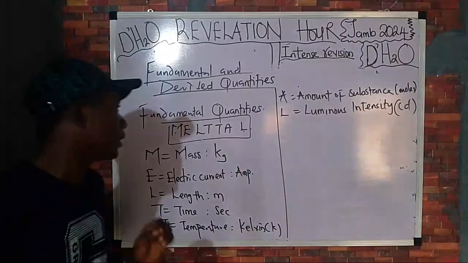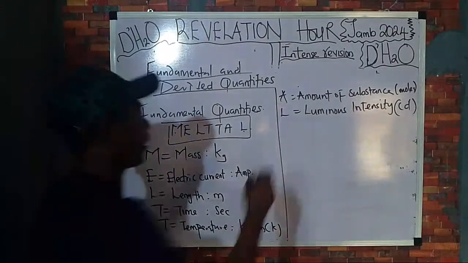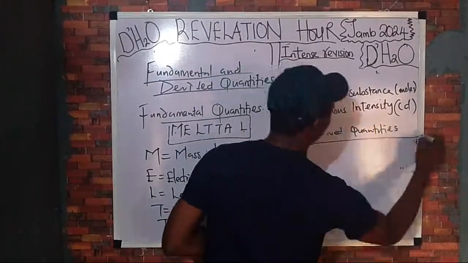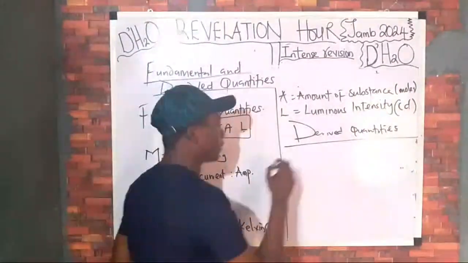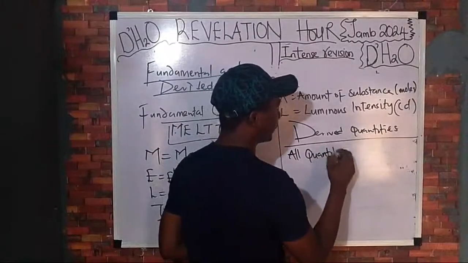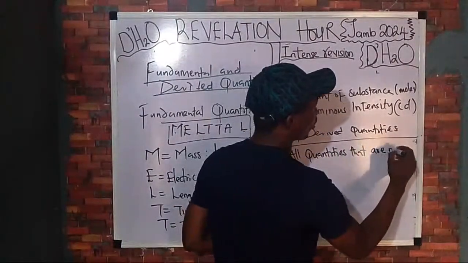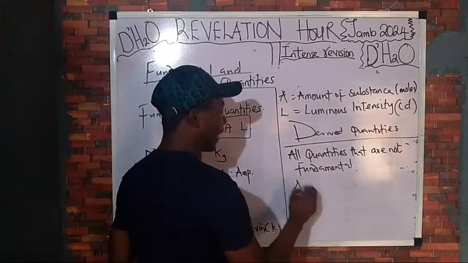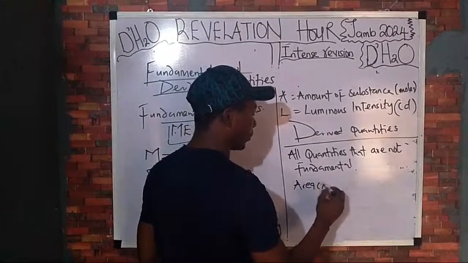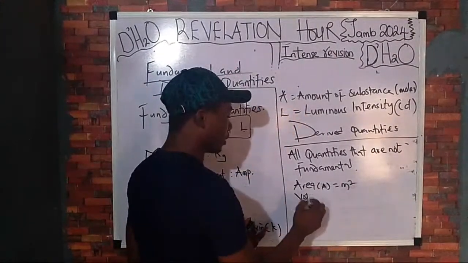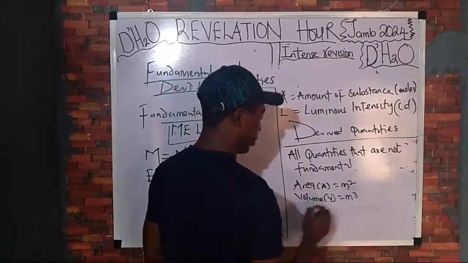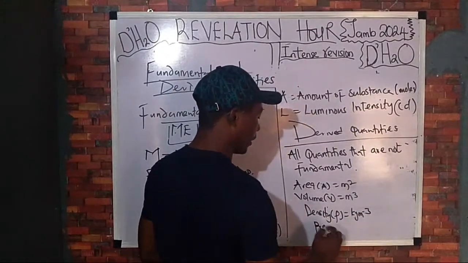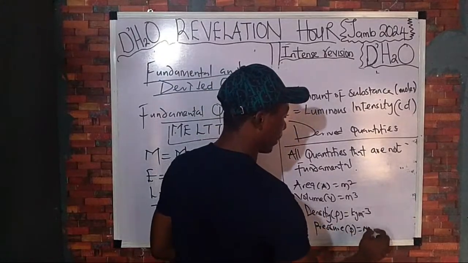Now, every other quantity that is not mentioned here is known as derived. If I'm to give you examples of derived quantities, all quantities that are not fundamental are derived. So a quantity like area is a derived quantity, and area is measured in meters squared. Volume is derived, and that is meter cubed. Density is derived, and that gives us kilogram per meter cubed. Pressure is derived, and that gives us Newton per meter squared.